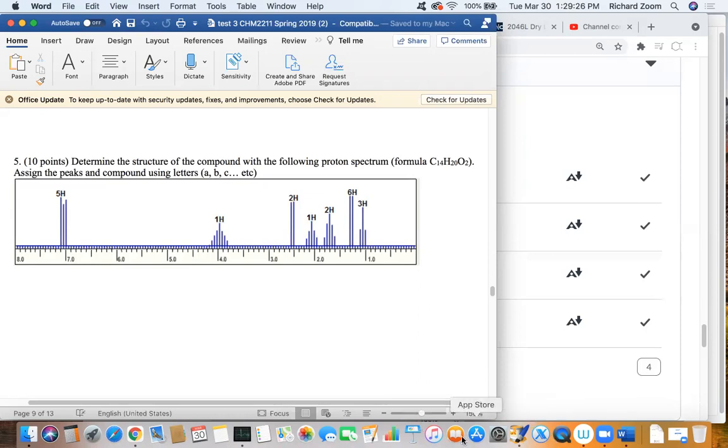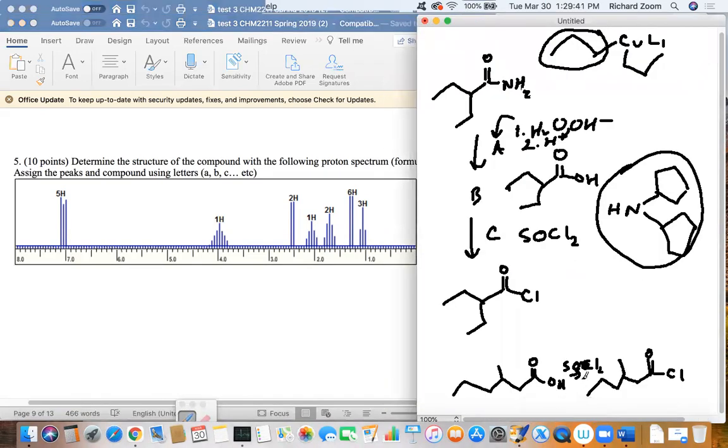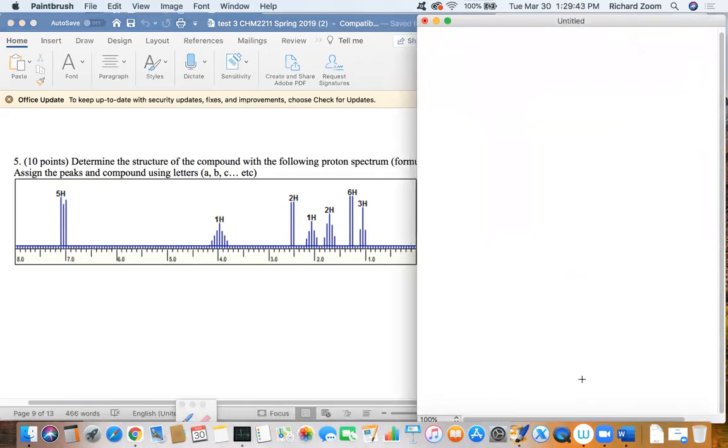So again, it's definitely an ester for the same reasons as before. C14H20O2 could be a carboxylic acid, could be an ester, but it's not a carboxylic acid because there's no peak between 10 and 12. So we are looking at an ester functionality. So I know automatically, before I even do anything, that the functional group present is going to look like that. And then I can go ahead and get started on how to deal with it.